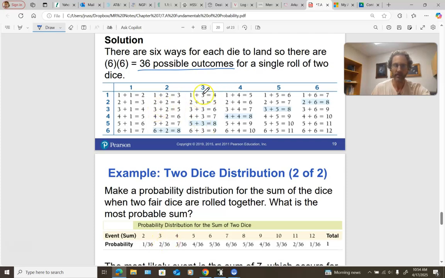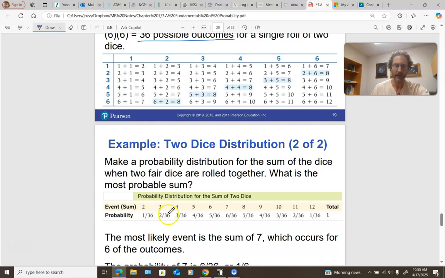And then you just repeat the process. You'll notice that it's the diagonals here that represent the different events. For a 4, there are 3 different ways that you can obtain a 4, so 3 out of 36. You just do that for all these different events, and if you were to add together all these probabilities, you would get a sum of 1, because when you roll two dice, one of these events has to occur.